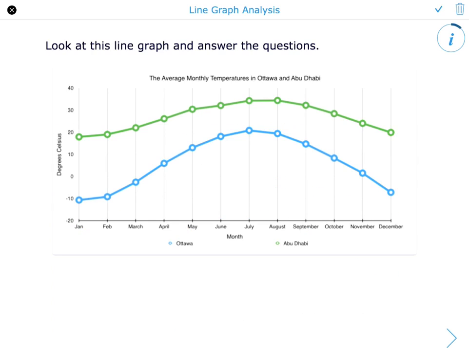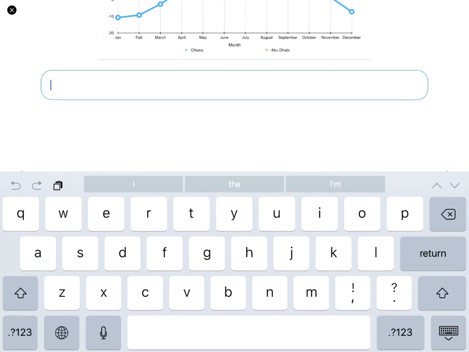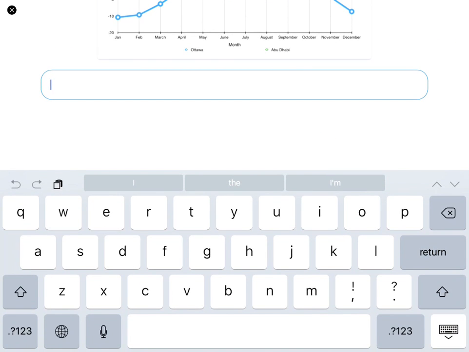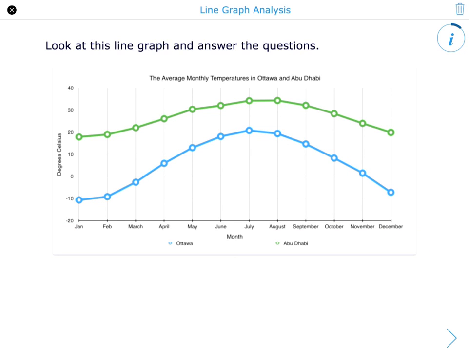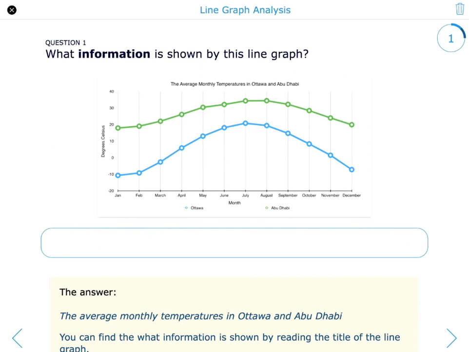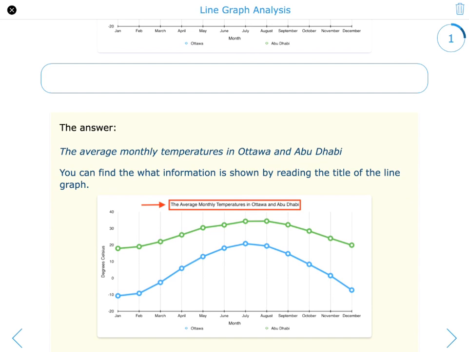After learning that, it's followed up with an analysis task where they have to use the information they gained to answer these questions. What information is shown by this line graph, for example, and they'll type their answers in the place here. When I check the answers, it will show a model answer. In this case, the answer is the average monthly temperatures in Ottawa and Abu Dhabi. It explains how you find the answer and also provides a visual prompt to where the students should be looking in order to gather that information.